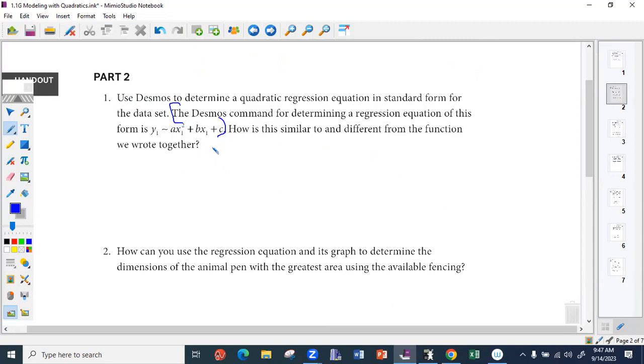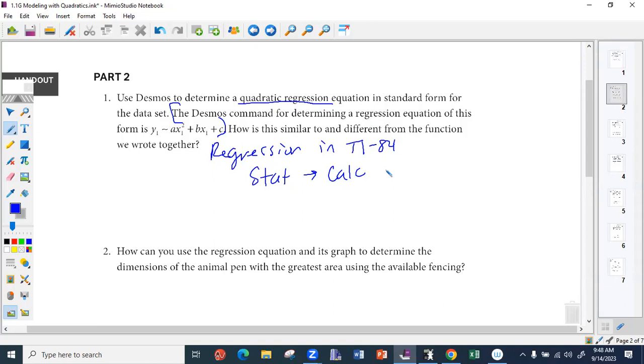But how do we find a regression in the calculator? Stat, calc. If I'm looking for regression in TI-84, I'm going to go to stat. And then I'm going to go to calc. And if I'm looking for a quadratic regression, what number is that going to be?